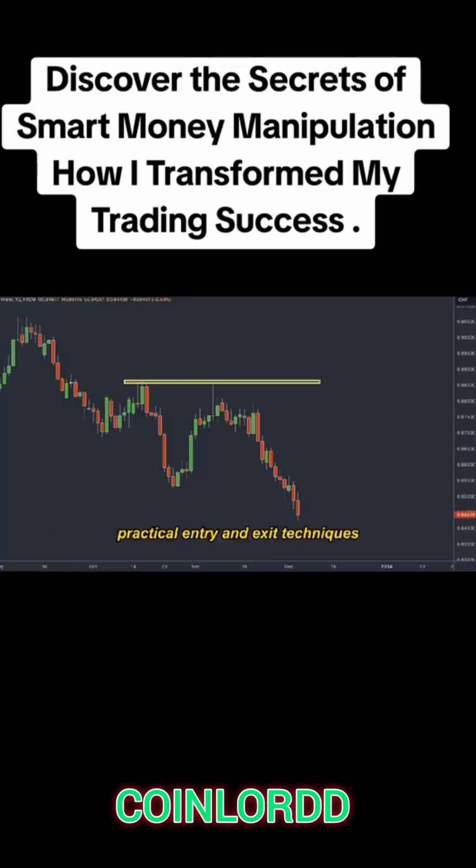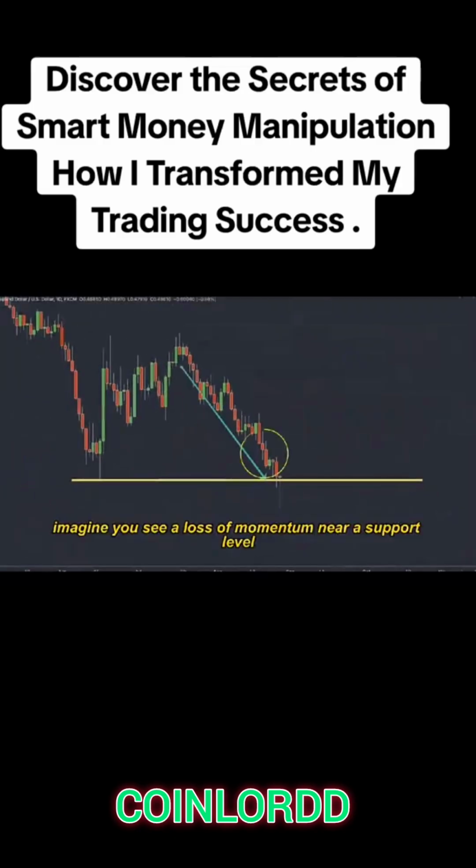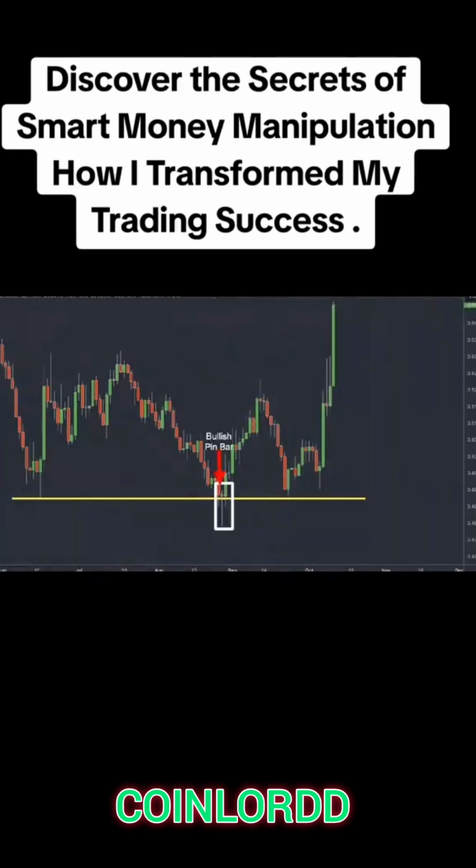Let's dive into some practical entry and exit techniques when you spot a trading opportunity based on momentum loss near key levels. First, imagine you see a loss of momentum near a support level. The candlesticks are getting smaller, indicating the sellers are losing steam. You wait for a confirmation signal, like a bullish pin bar. Once this pin bar forms at the support level, you place your buy entry at the close of the candle, set your stop loss just below the support level, and aim for the next resistance level as your target.